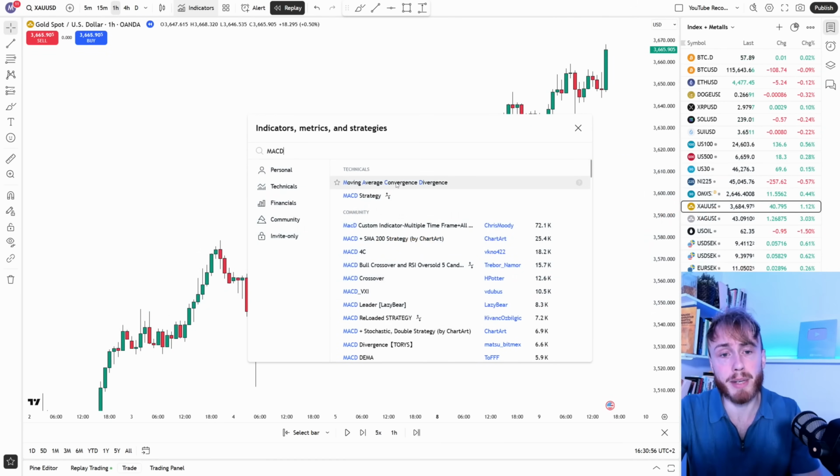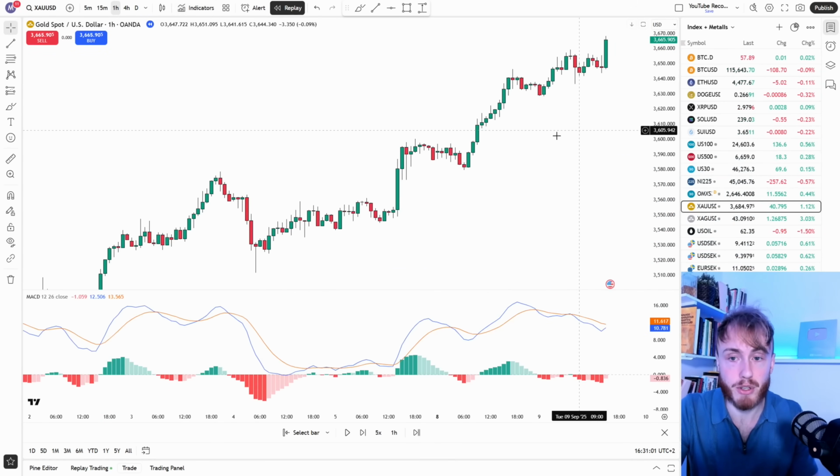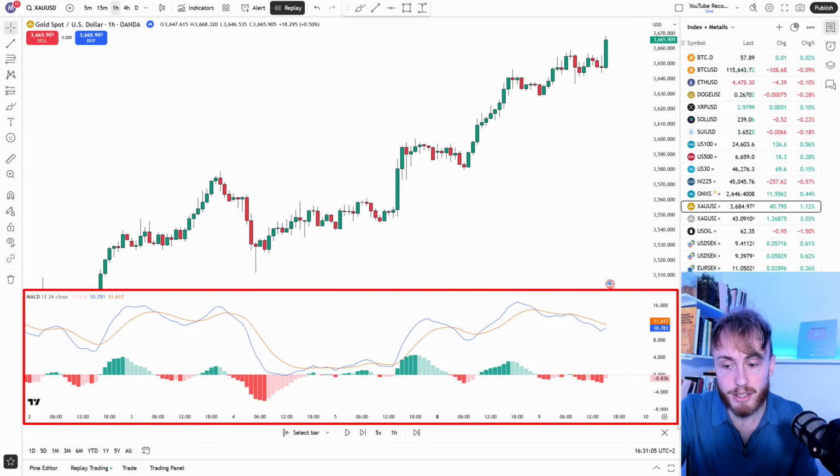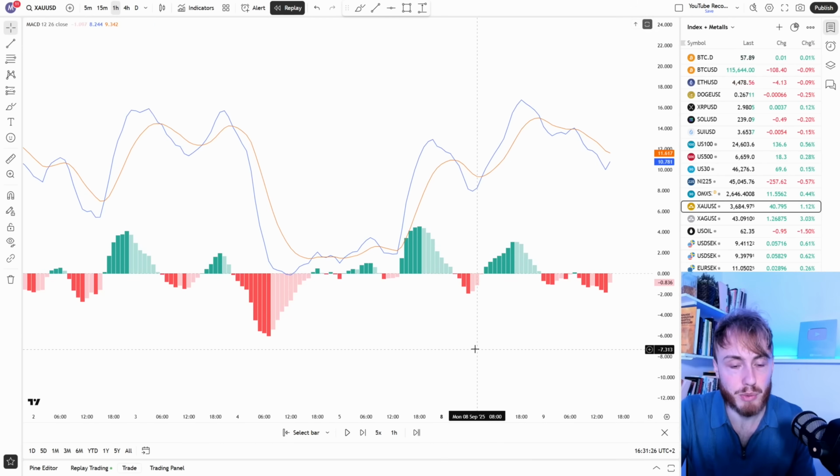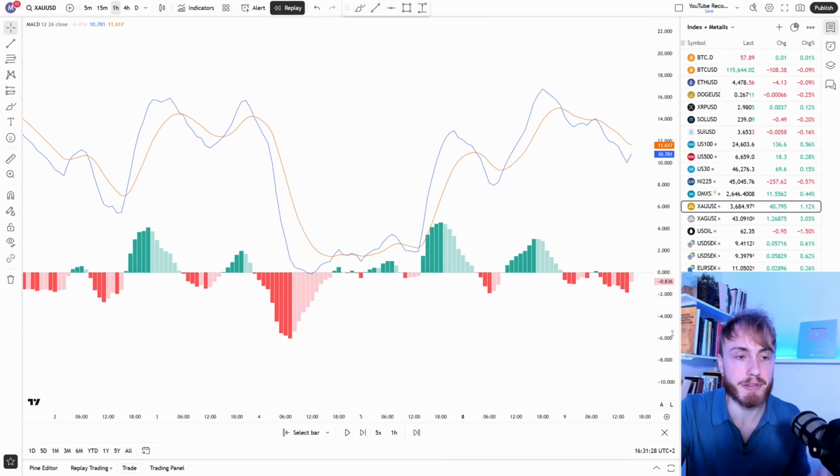But now let's begin by opening up the normal moving average convergence divergence, and just like that, you can see that the MACD indicator has appeared here in the bottom of the screen. And let's actually begin here by just maximizing the MACD indicator so we can clearly understand the different parts.